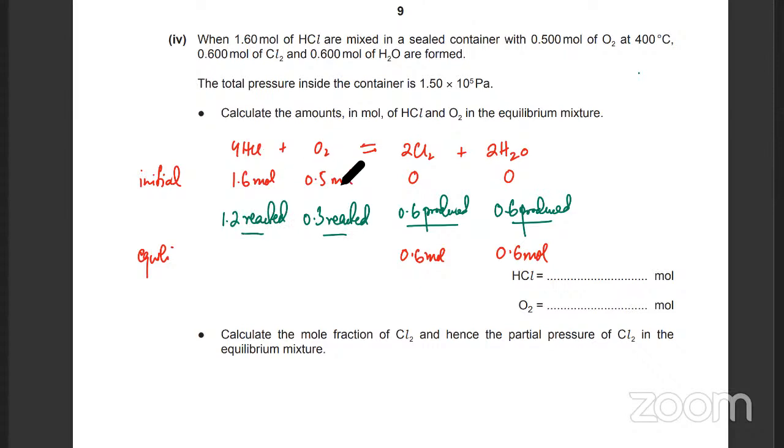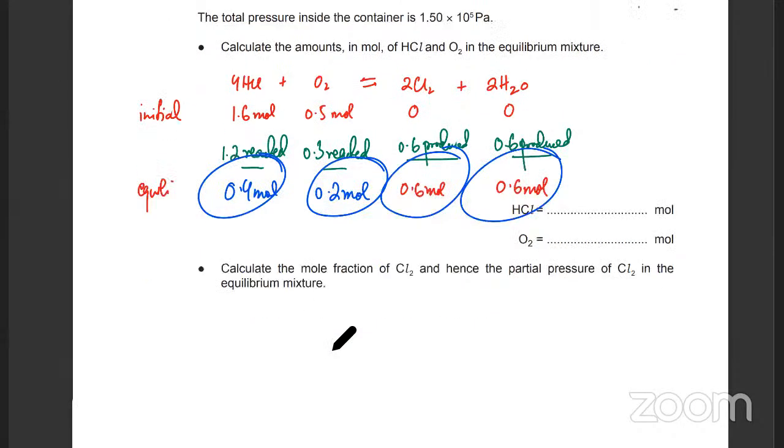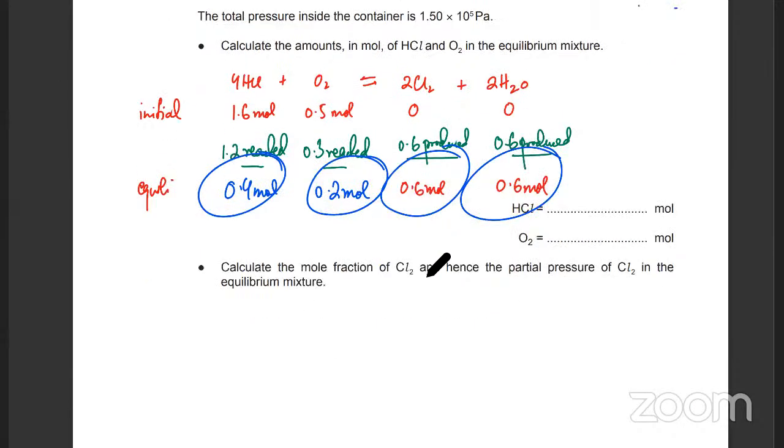So what are you left with? If you started off with 0.5 and 0.3 have reacted, you're left with 0.2 moles, right? And you started off with 1.6 and now 1.2 have reacted, so you're left with 0.4 moles. So you found your equilibrium moles now, all of them, and this is what they were looking for. You have to find the mole fraction of Cl2 and hence the partial pressure of Cl2 in the mixture.